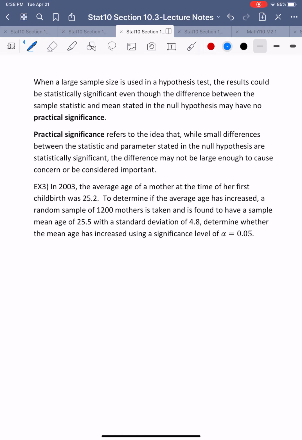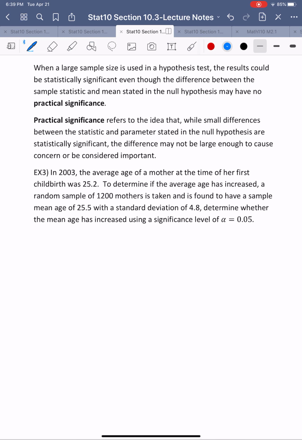question when there is a larger sample size using hypothesis test, and the results could be statistically significant even though the difference between the sample statistic and the mean stated in the null hypothesis may have no practical significance. So practical significance refers to the idea that while small differences between the statistic and the parameter stated in the null hypothesis are statistically significant, the difference may not be large enough to cause concern or be considered important. Okay, so let's get to another one here.